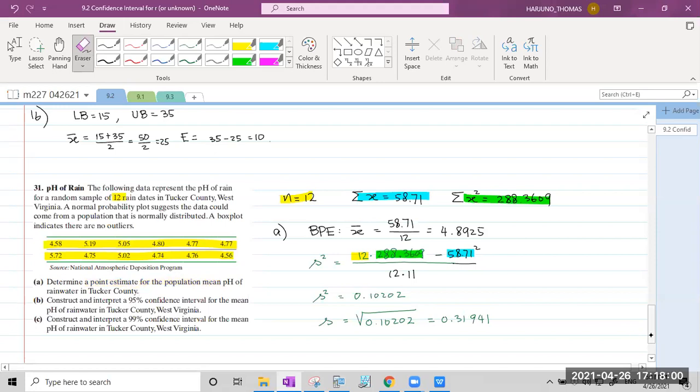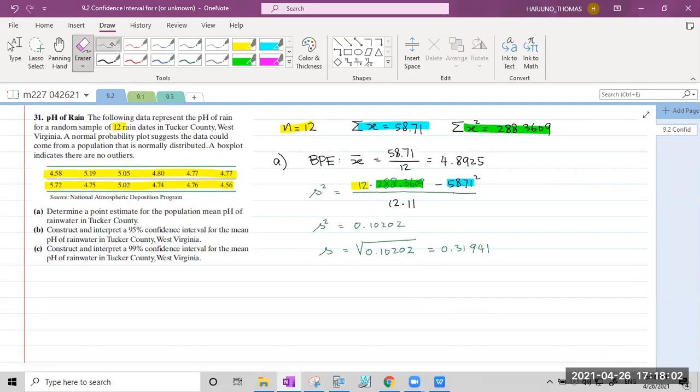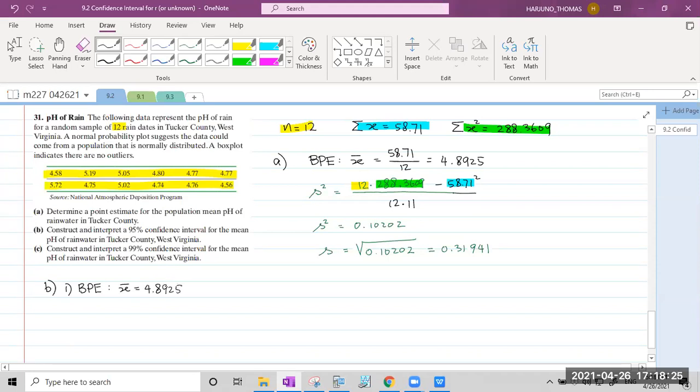Okay, now, so for part B, construct and interpret. We'll just construct the 95% confidence interval for mu. Step 1, best point estimate. X bar is 4.8925. And then the critical value, that's a T critical.